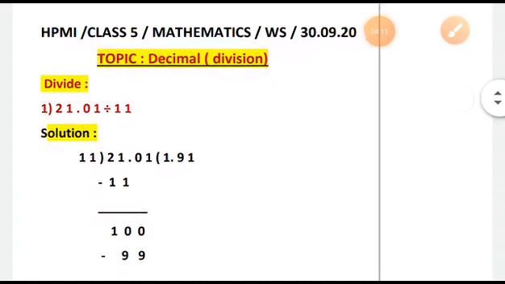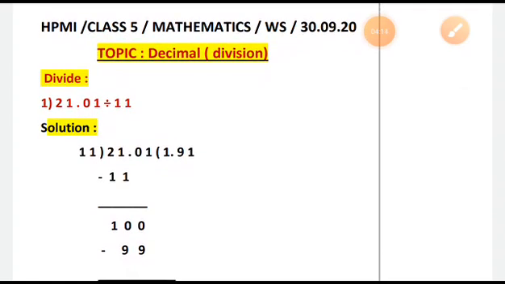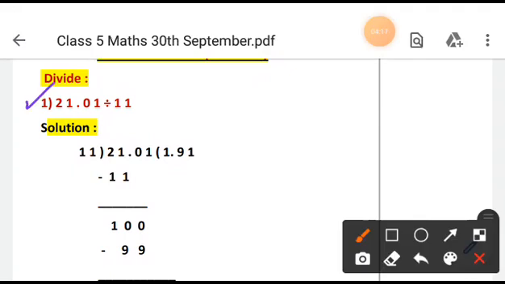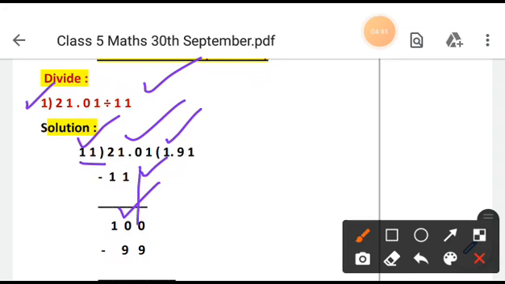Now let's work out a few sums of your maths textbook. Question number 1. 21.01 divided by 11. So here 11 is the divisor, alright. So 21.01 you are writing over here. So you are writing 11 ones are 11, alright. Then on subtracting you are getting the remainder as 10. Now see, you will have to bring down the 0. For that 0 is present in the decimal part, that is why you are putting the point over here and you are getting this as 100.